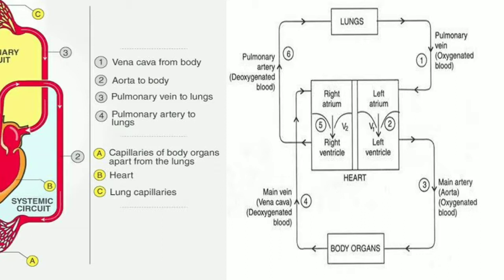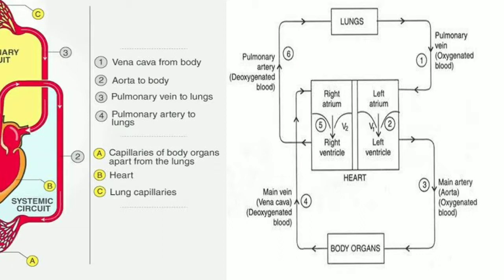Right atrium always receives deoxygenated blood, which is coming from where? It is coming from the body, because the body has already utilized the oxygen. So now the right atrium will pump the blood to which part? To the ventricle, and then the ventricle will pump the blood to the lungs.